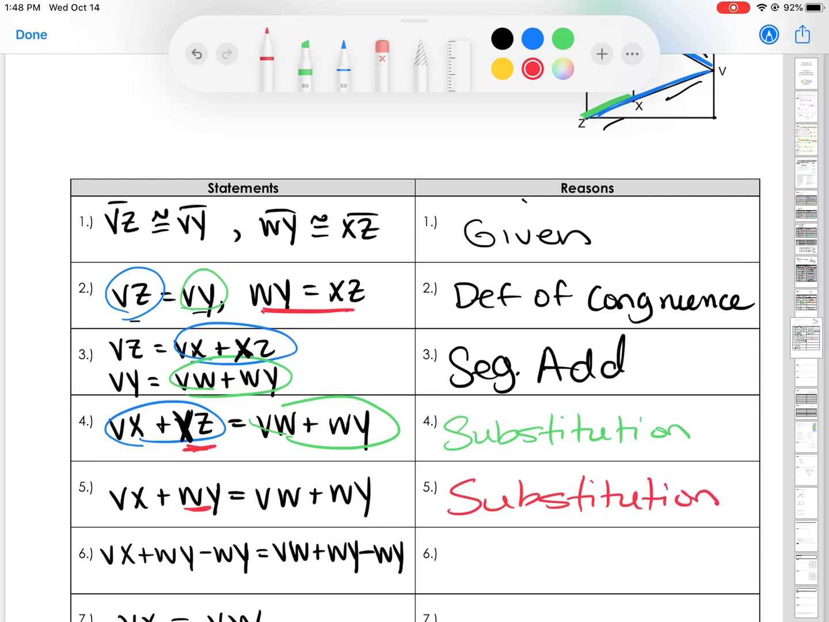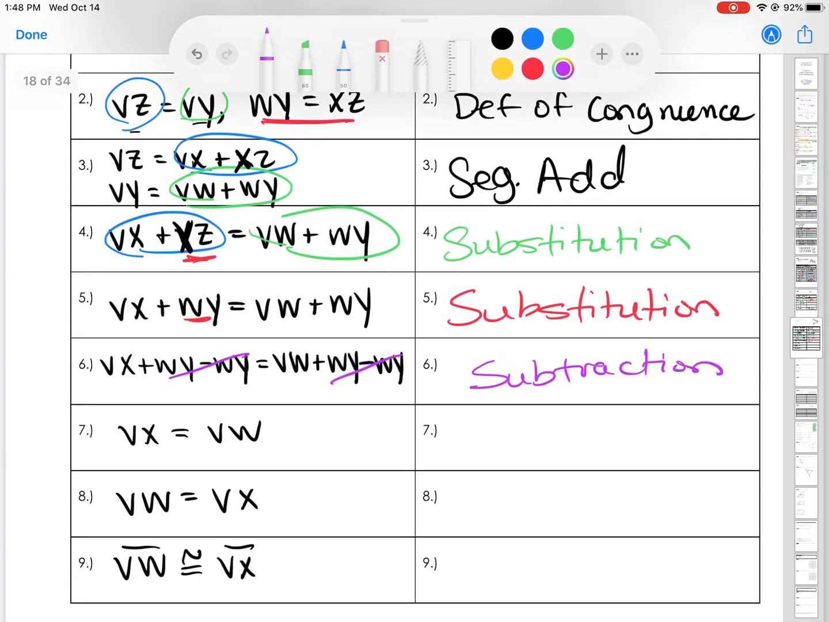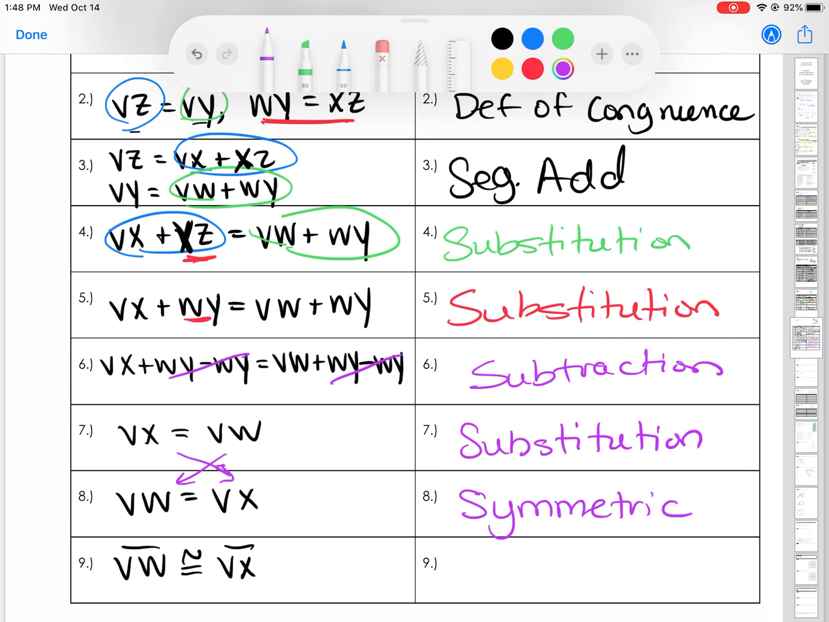Okay, so the next thing I can do, since that was substitution, is I want to remove that WY that's on both sides. So I'm going to do that by subtraction. Okay. And then from there, I'm just going to simplify, so that is substitution. I'm going to switch the order. So when I switch order, that is going to be symmetric. Just putting the equals on the opposite sides. And then I'm going to switch equals to congruence, so that is definition of congruence.